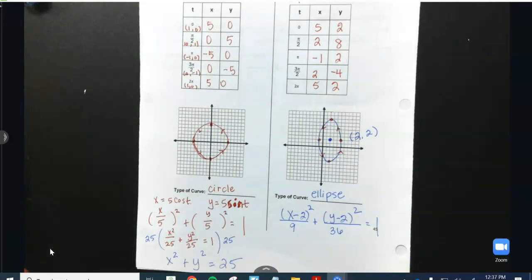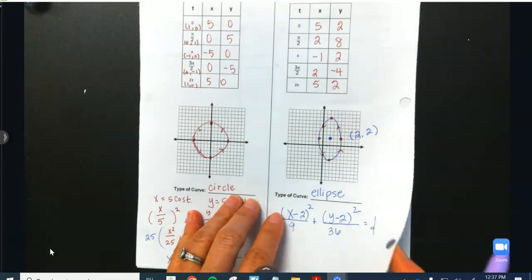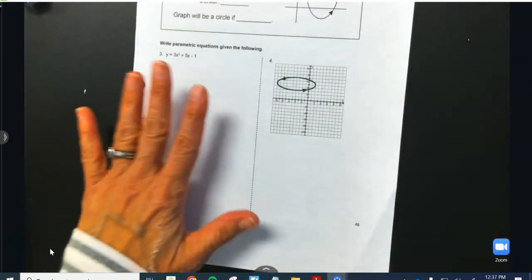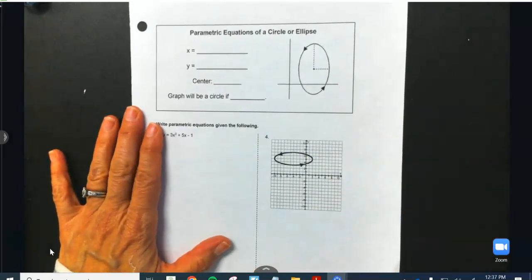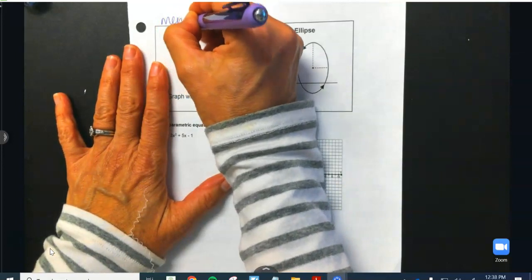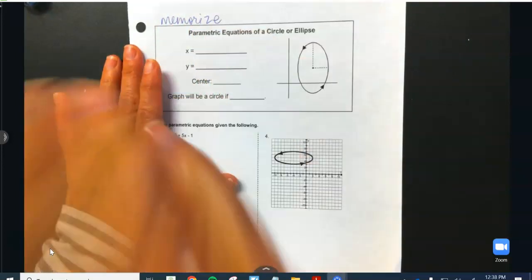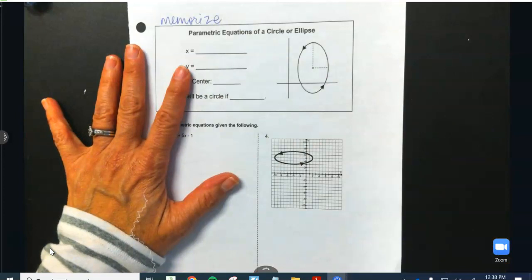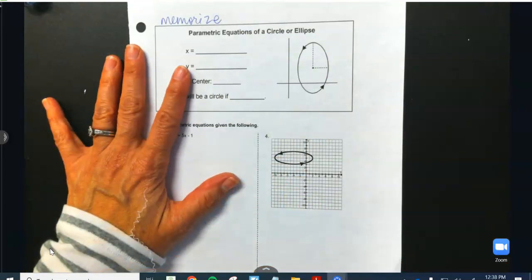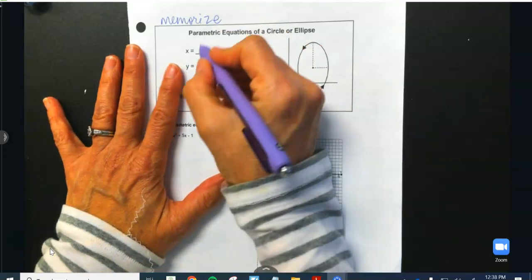All right, so let's turn the page and write down some rules that are not going to be given to you on your test. Look, I even drew a box to make sure that you did not lose where to memorize this. All right, so parametric equations for just circles and ellipses. You do not have to worry about hyperbolas, and the other one we'll talk about in a moment.